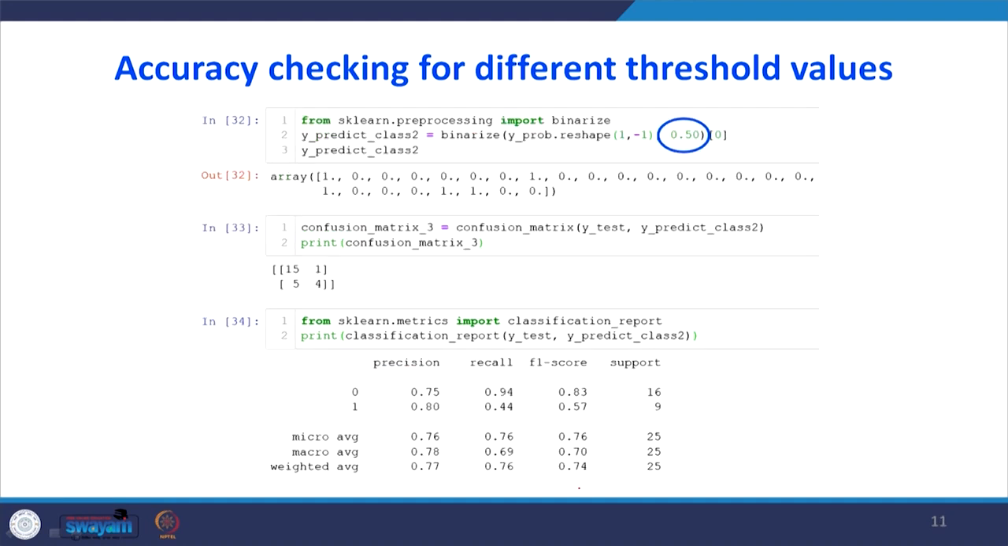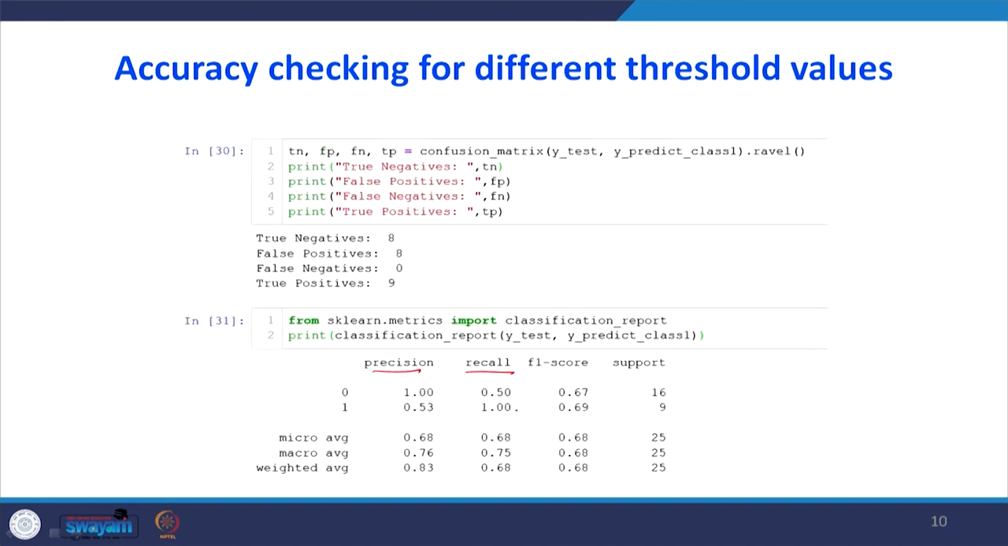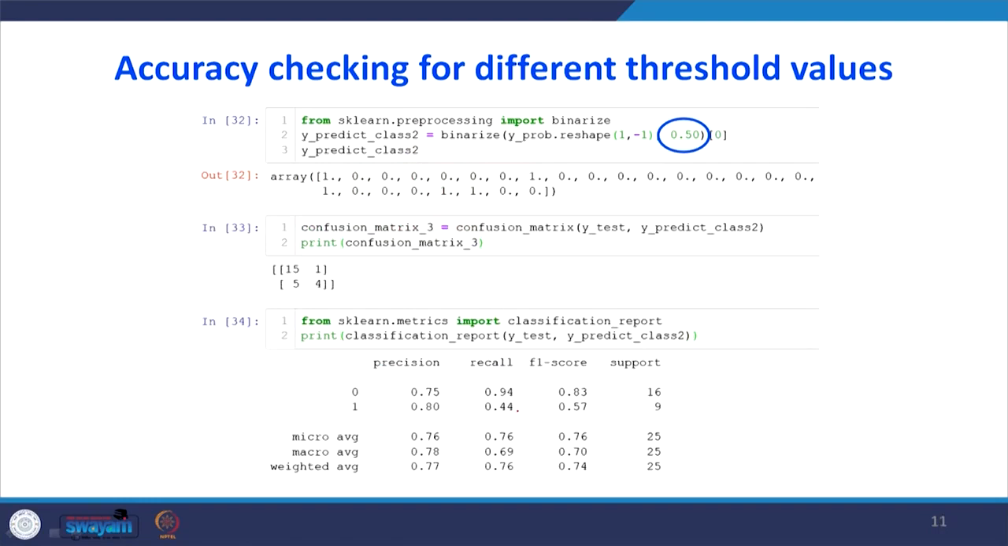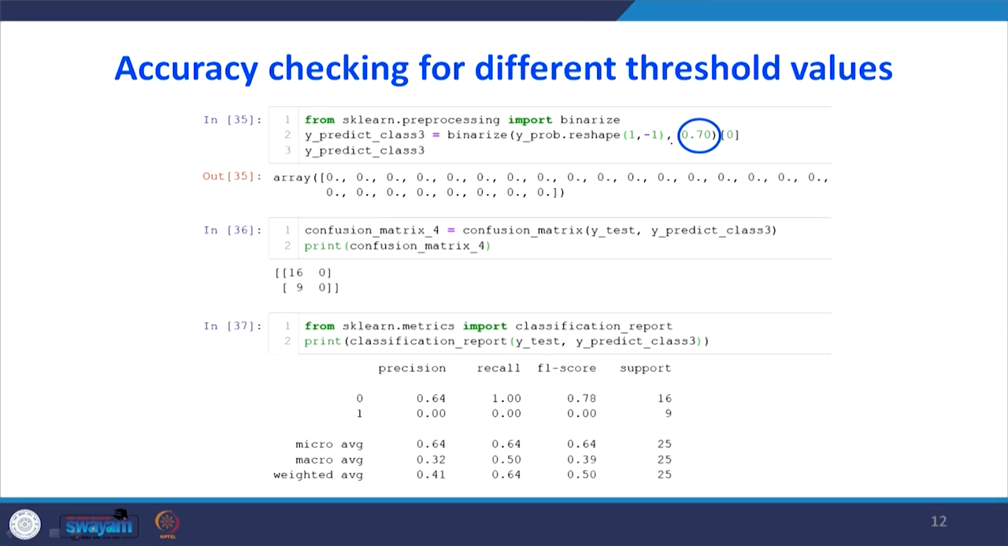Now, by taking the threshold value as 0.5, let us verify what has happened. The confusion matrix values have increased. The true negative is 15, the true positive is 4. The recall, previously it was 0.5, now it is 0.94. That was the value at the threshold value of 0.50.